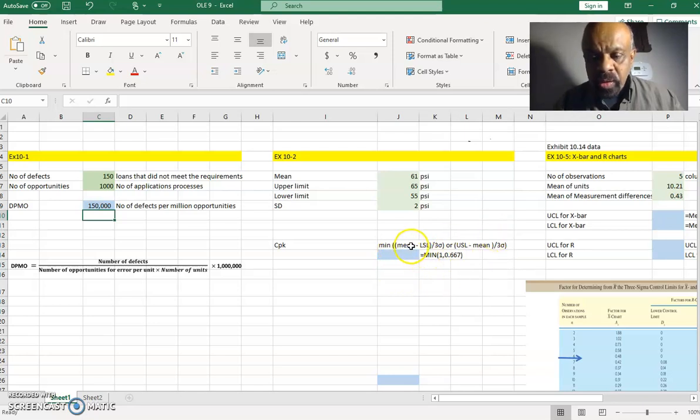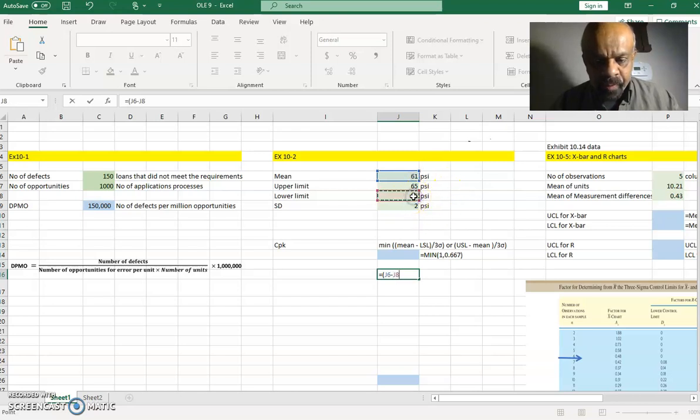There are two terms here. One is this term, another one is this term. So let's calculate the two terms. The first term is going to be mean, which is 61, minus LSL, which is 55, divided by 3 times sigma, which is 2. Okay, and that comes to 1.